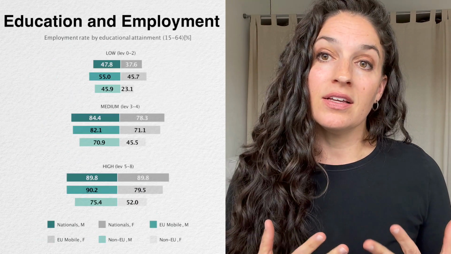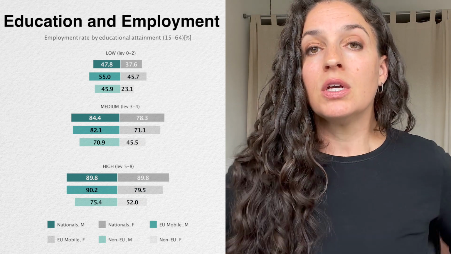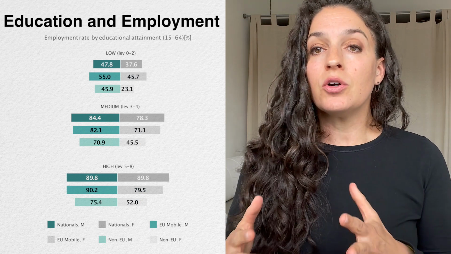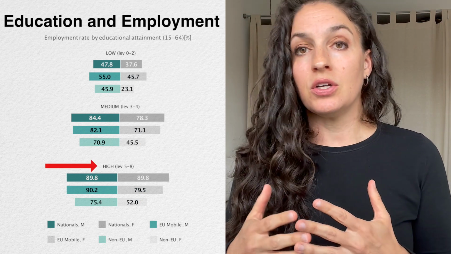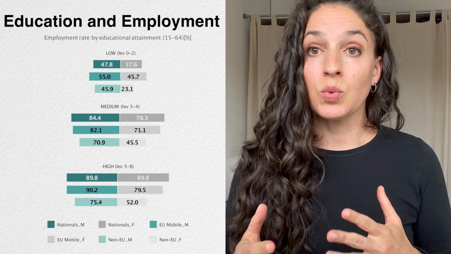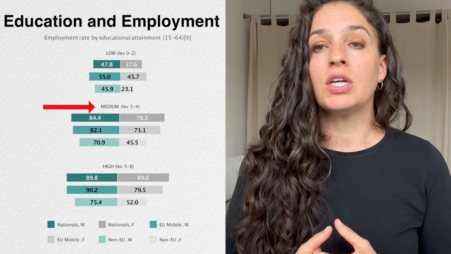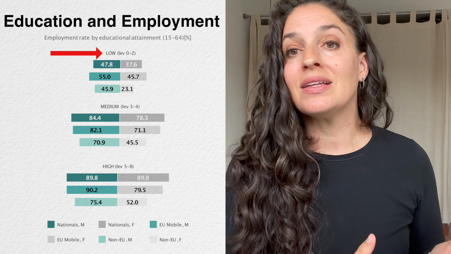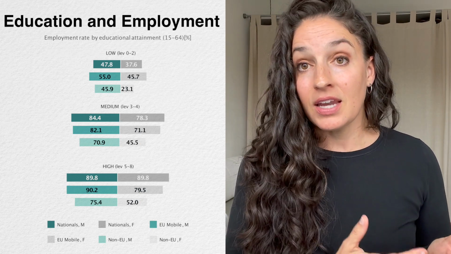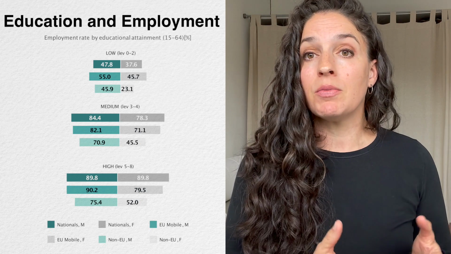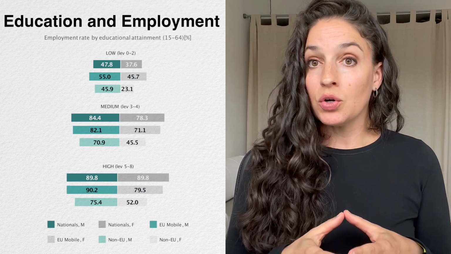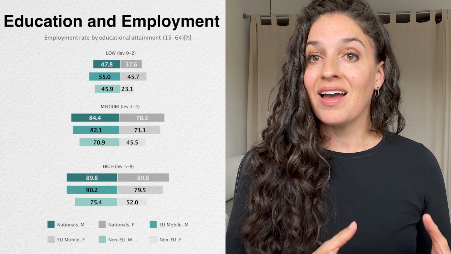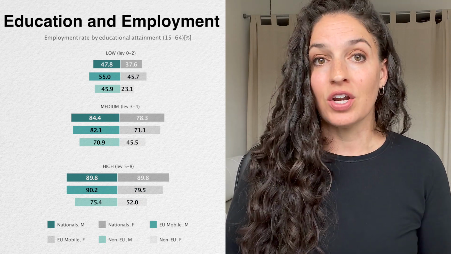Now, if we look at this compared to education levels, we can see a similar pattern. So in general, people that have higher levels of education are doing quite well on the labor market, as well as those that have medium levels of education. And if we look at those that have lower levels of education, then actually European nationals are doing the best on the labor market. But what we see is a very strong correlation here across all of the categories between level of education and their success on the labor market.